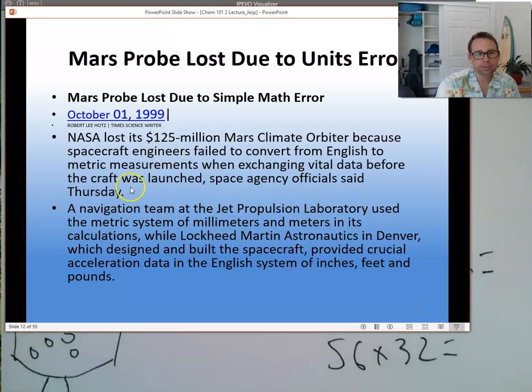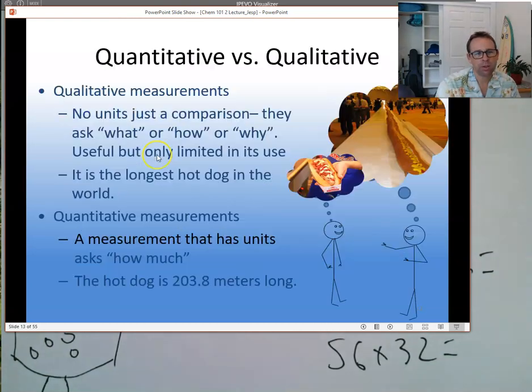So the units kind of are important, right? And you don't want to make $125 million mistakes, right? You have to make sure you're aware of what units you're using.